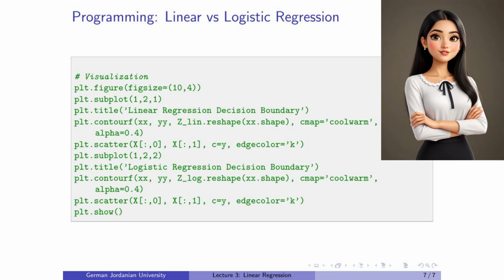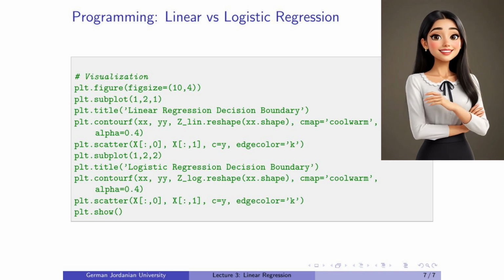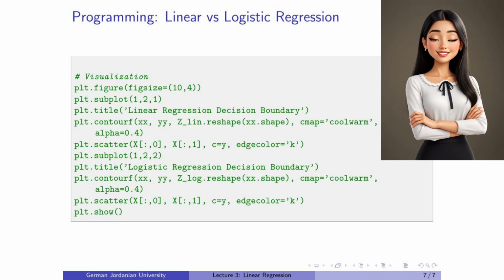Here you can see the difference clearly. On the left, linear regression produces unrealistic, skewed boundaries. On the right, logistic regression gives a smooth, well-behaved separation between classes. This demonstrates why logistic regression is better suited for classification tasks.